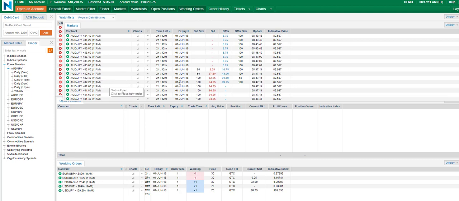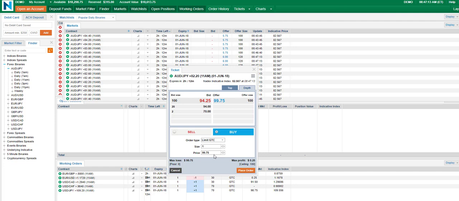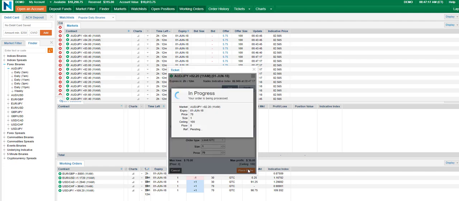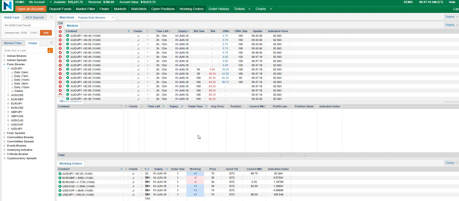Audi JPY on the buy, 82.20. 82.20 on the buy, right there. And $70. And place order. Ta-da! That's basically it.